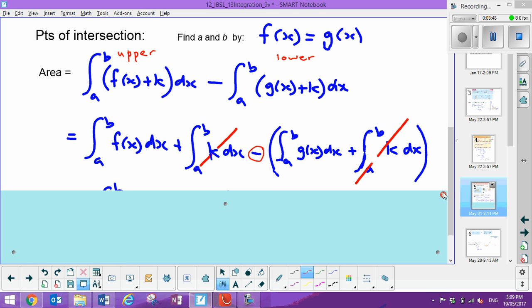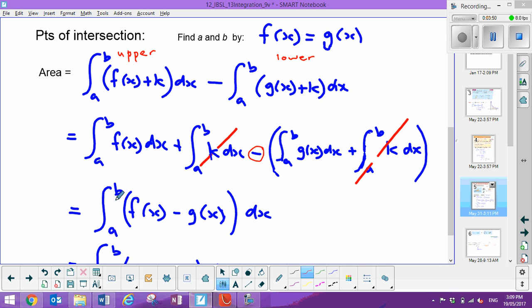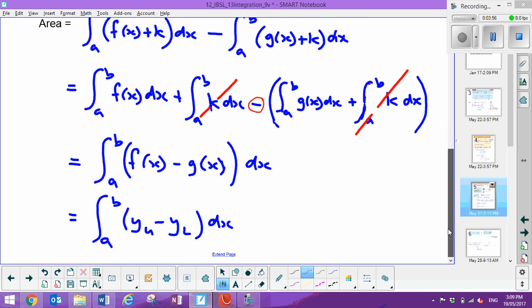And so we're now left with just the integral from a to b of f of x minus g of x dx. And if we want to write it in a different way to remind us that it's the upper minus the lower for that interval. So we don't actually need to shift them, but we can see mathematically why it works just to subtract them. It's as if we've shifted them, but we don't actually do that.